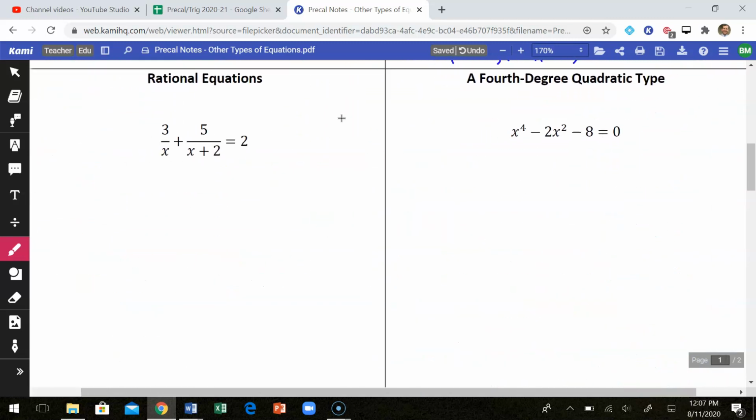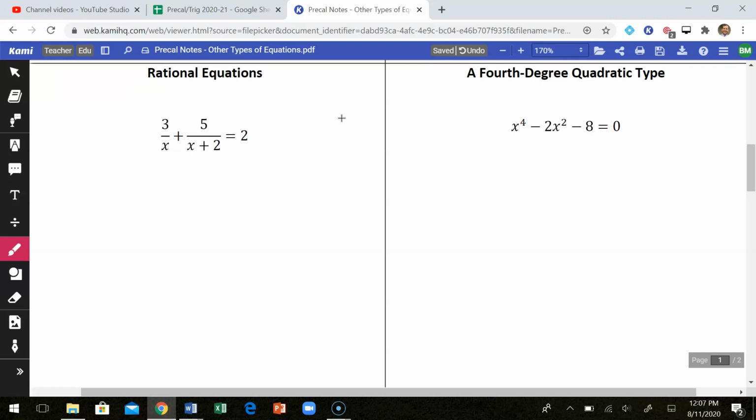Okay, rational equations. With a rational equation, you can look at this in a couple of different ways. From my experience, the way that makes the most sense to people is you want to make everything have a common denominator, and then you can essentially ignore the denominators and just look at the numerators. So right now, my denominators are x, x plus 2, and 1. I want to make all of my denominators x times x plus 2. That's going to be a common denominator across the board here.